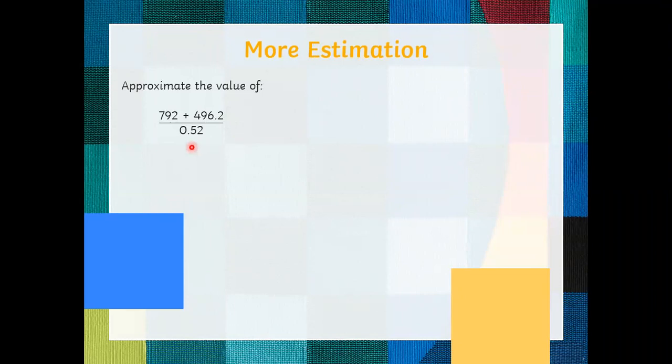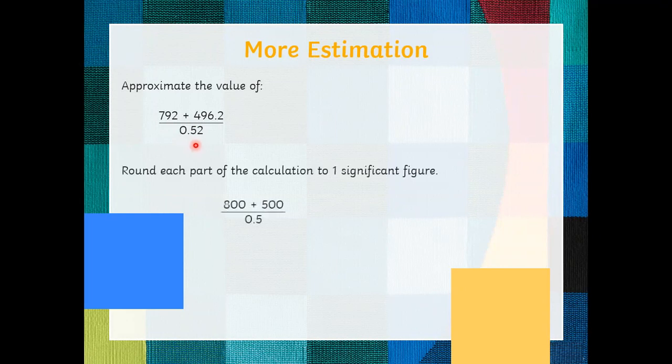And then that is a reasonably good estimation of 2,338. Approximate the value of 792 plus 496.2 all over 0.52. So we're going to round all of these to one significant figure. So 792 gets rounded up to 800 because it's above the halfway point. 496.2, when rounded to one significant figure, gets rounded up to 500.